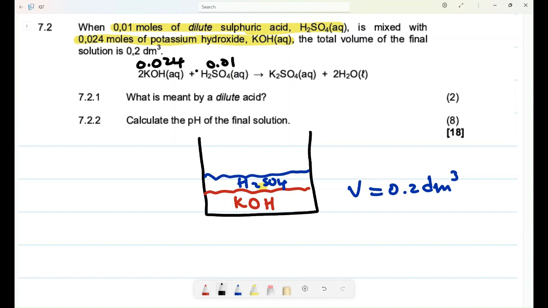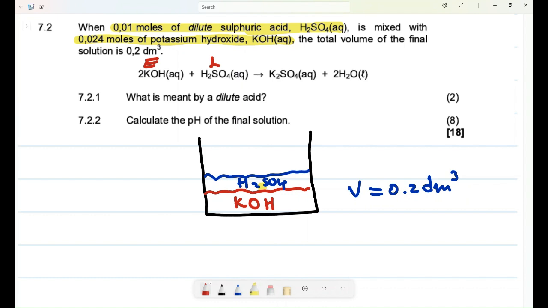Can you see now that this is in a ratio of 1:2? So if I use 0.01 moles of H2SO4, it should translate to how many moles of KOH? Twice this, which is 0.02. But can you see that this is in excess now? It has more than the required. Or I can also check using KOH. If I use 2 moles of KOH, which is 0.024, for H2SO4 I will need 0.012. Can you see that it is more than what it has? So now we know that this is a limiting reagent, and this is in excess.